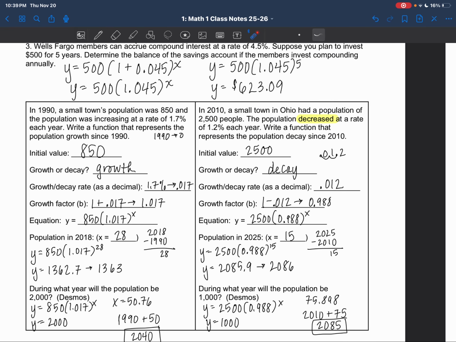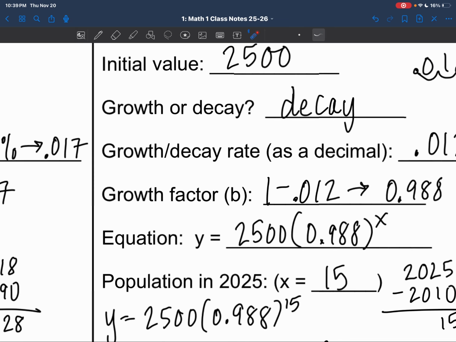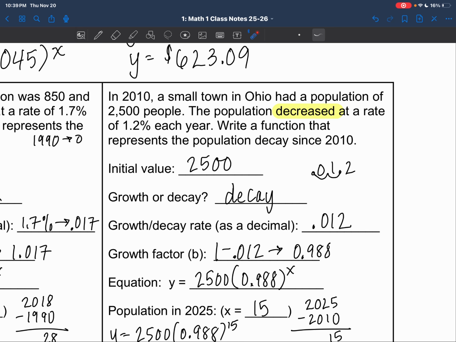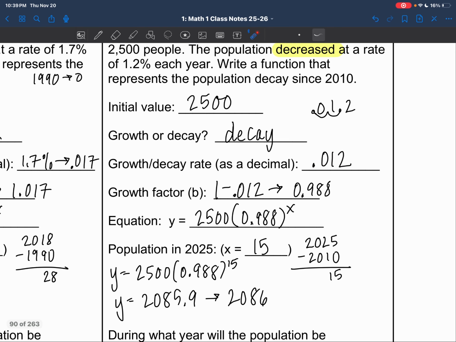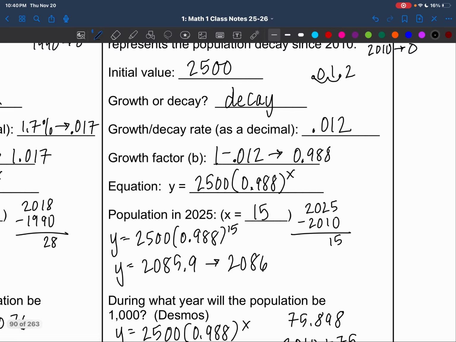All right. Now go ahead. I want you to try this one. I do have the answers here, but some of the big things is it's decreasing, so it's decaying. So when you're doing this, you're going to go 1 minus your percent. And then go ahead, plug it in. And then here, it says since 2010. So 2010 is your 0, that's your starting point. So that's why down here, you're going to take current year minus 2010, which gives you 15.